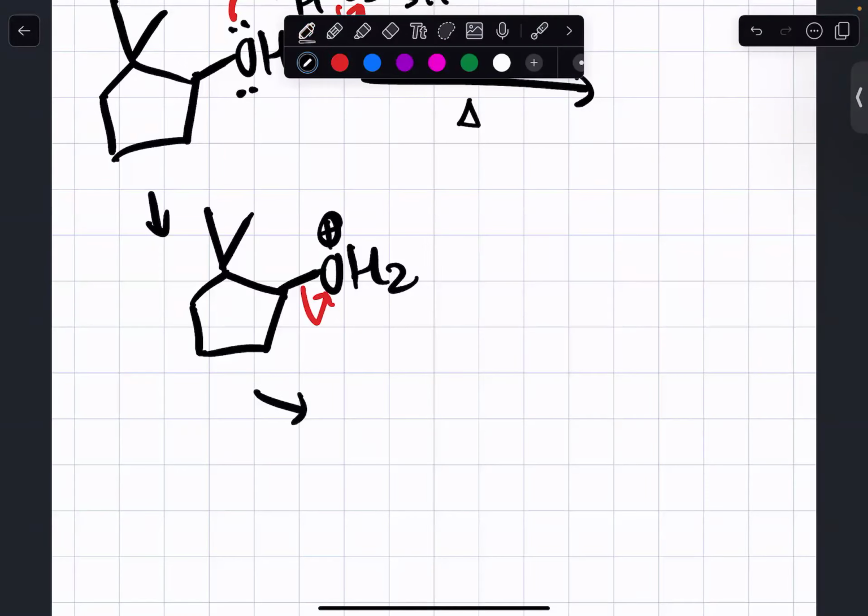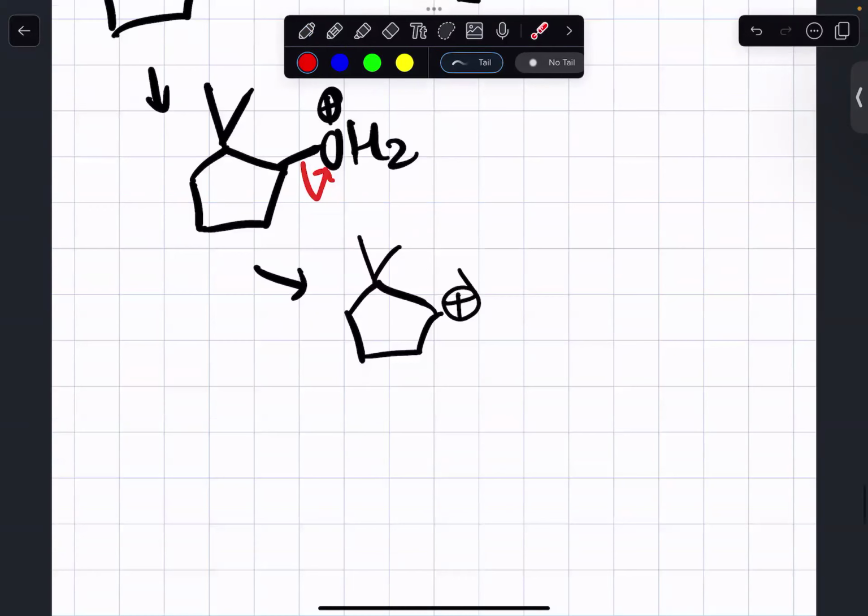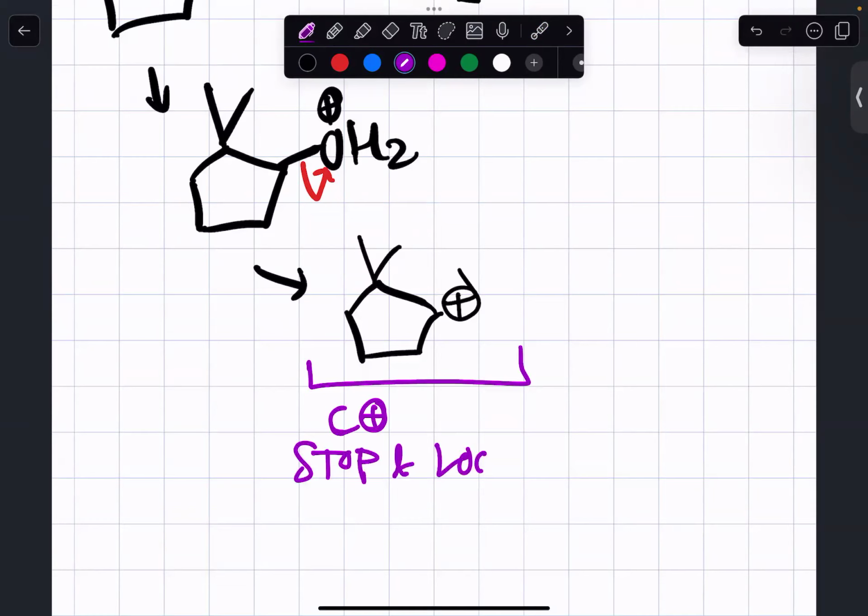Since this good leaving group is on a secondary carbon, it could just leave by itself in an E1-like mechanism. When that happens, we form a carbocation on that carbon right there, which lost a bond, right? And whenever we form a carbocation intermediate, you always have to stop and look out for rearrangement steps.